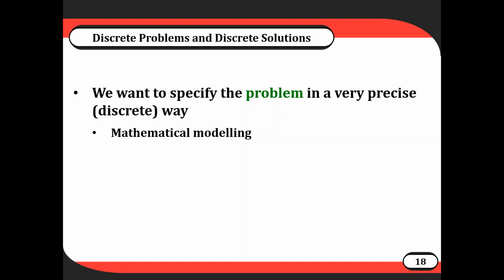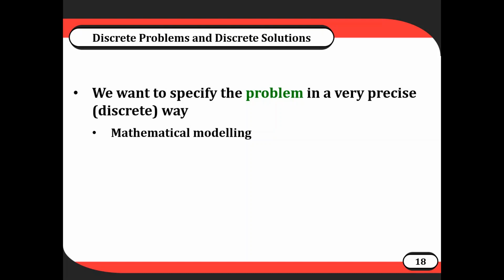All right, so we want discrete problems, so we want to specify our problem in a very precise, discrete way. Some problems are very easy to model discretely. In fact, some problems are discrete problems, so it's not a problem. Some of them, though, we're going to take and build a model in the computer, and that model will lose some of the precision, but it will give us useful information. So this is mathematical modeling.